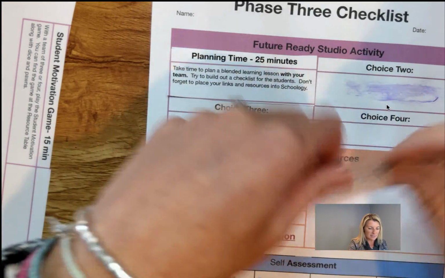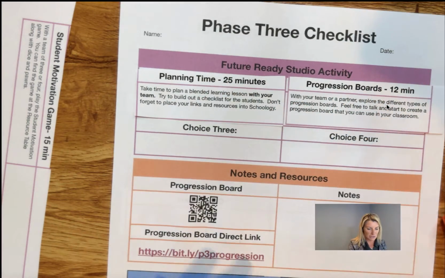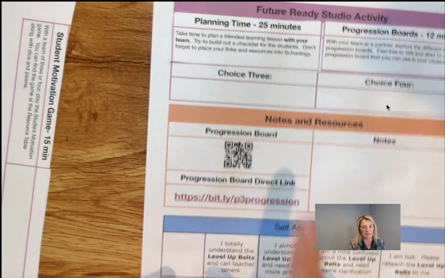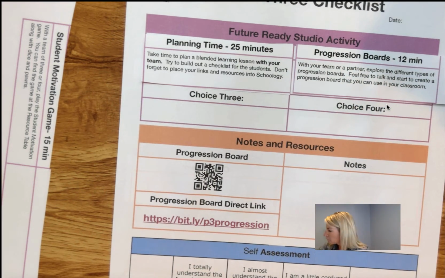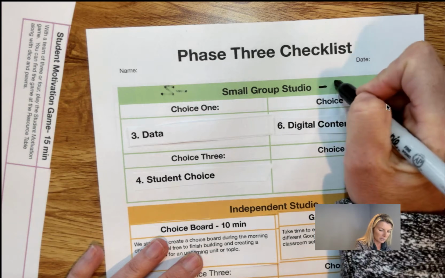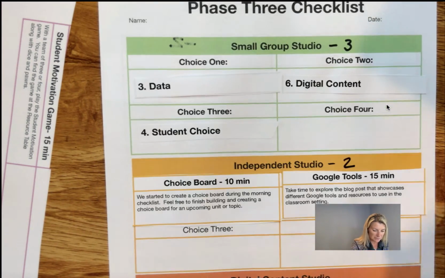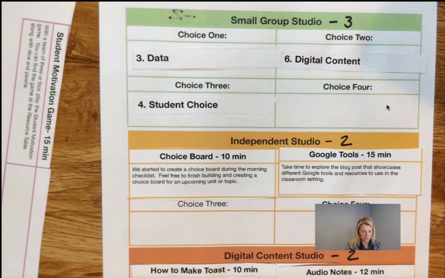Now, I noticed that when I was putting my choice board together that I should have said pick 1, pick 2, but the progression board has a link and it tells you how many to pick. But so I do apologize. This one should be, and I'll just go ahead and write it on here. You should pick 2 Future Ready. You should pick a total of 3 small groups. You can pick more if you want. And 2 independent practice, 2 digital content. So it's 3, 2, 2, 2.